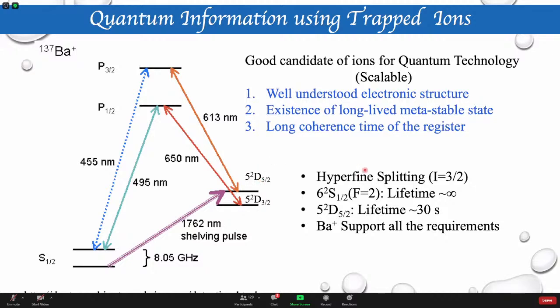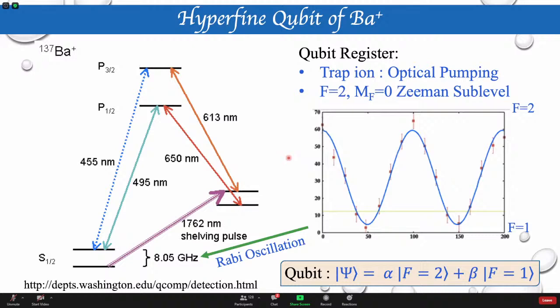So here we are looking for a species which has nuclear spin 3 by 2. In all these requirements, we see that barium plus is one of the ideal candidates, and it has been used for a long time, at least for decades. Now, how can this ion be used as a qubit, or qubit register?